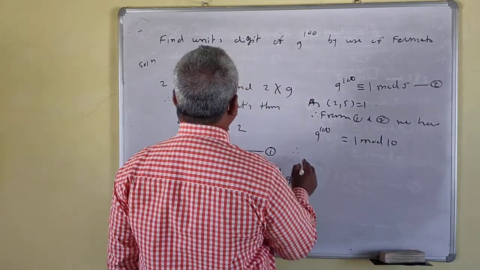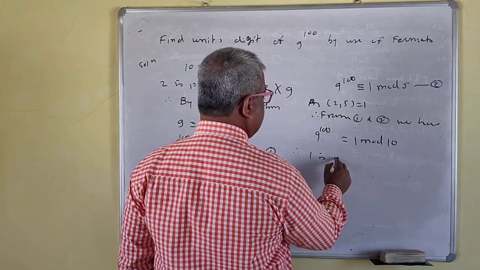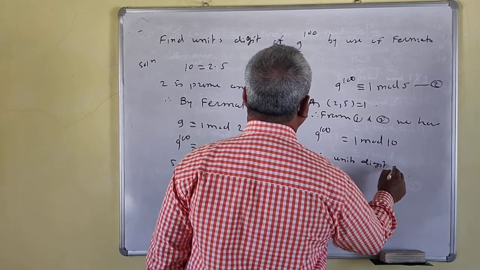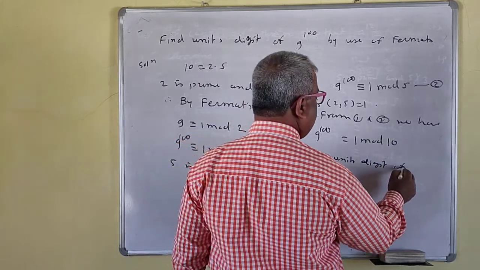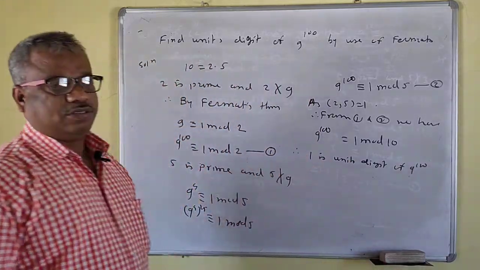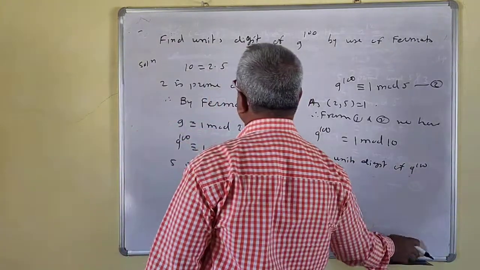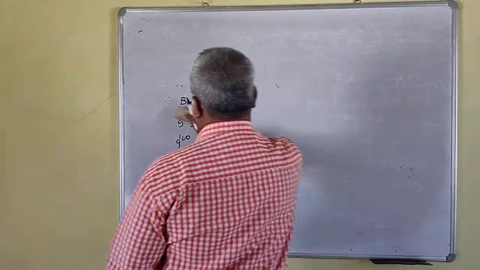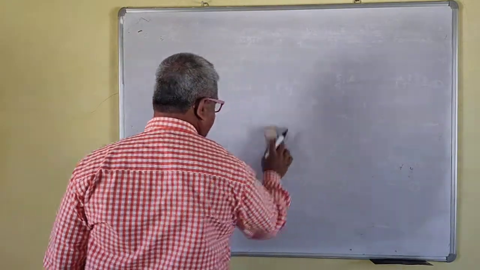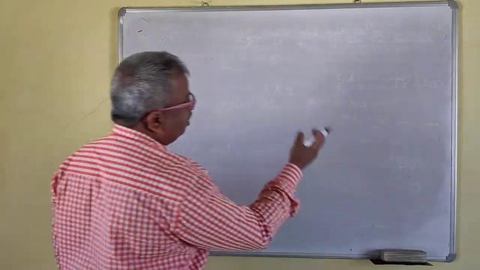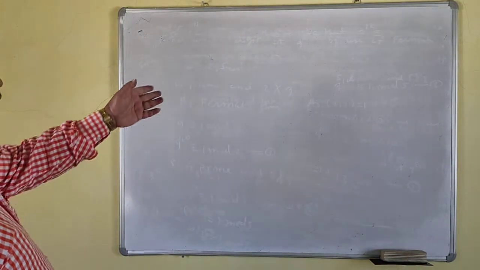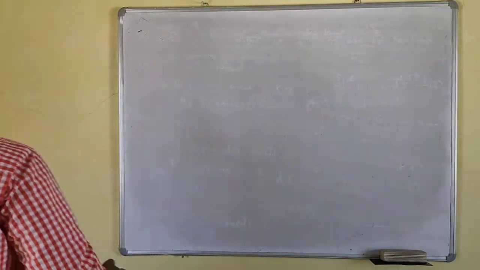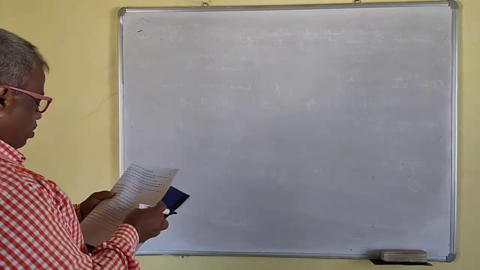So therefore 1 is the unit digit of 9 to the power 100. So we get 1. Okay, so this is very simple. So see, Fermat's theorem plays a very important role, right? So easily we can find the unit place of 9 to the power 100. Actually it is very difficult to find 9 to the power 100. Okay, we'll take one more problem.